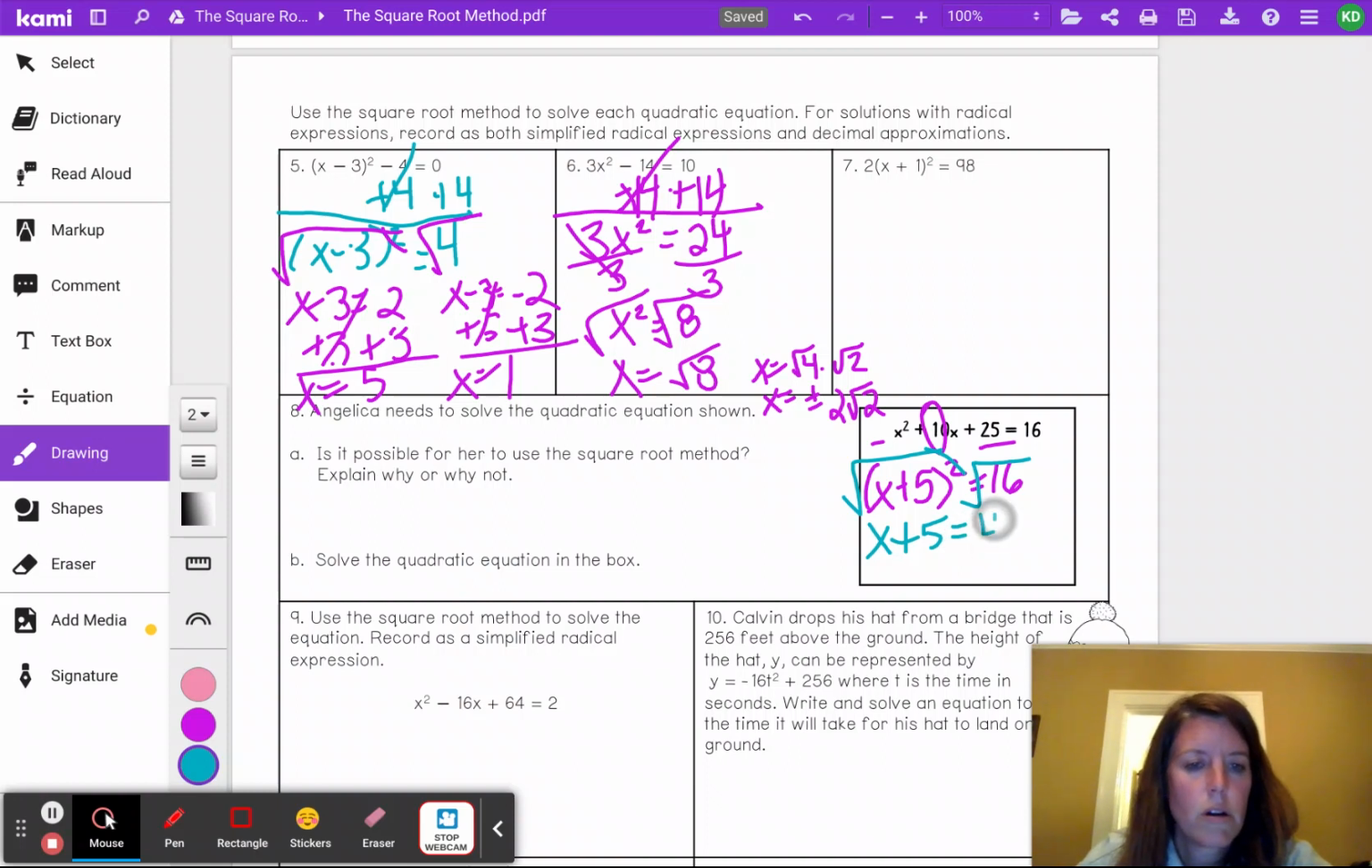Equals 4. And then x plus 5 equals negative 4. And then just solve. So x equals minus 5, negative 1. X equals minus 5, negative 9. There we go.